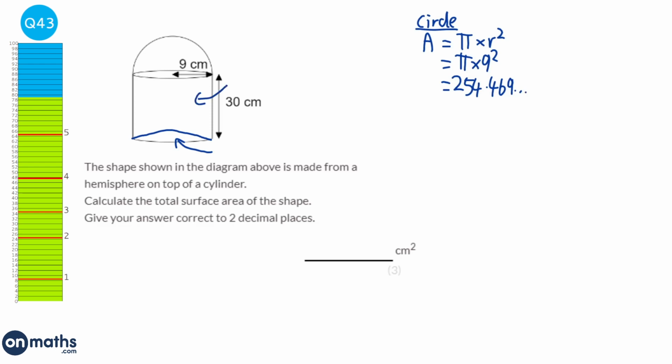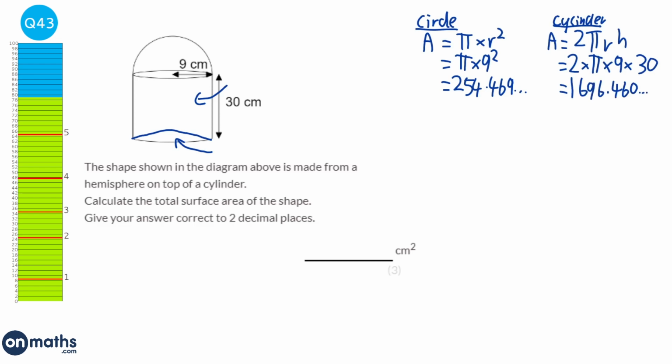Next bit is the curved bit of the cylinder. So we're going to do the cylinder next. And it's just the curved bit, and the formula for that is 2 pi r h. So 2 times pi times the radius, which is 9, times the height, which is 30, and that will give us 1,696.460 blah blah blah.